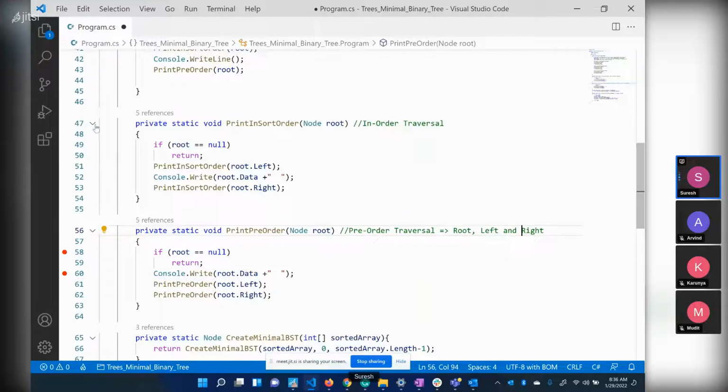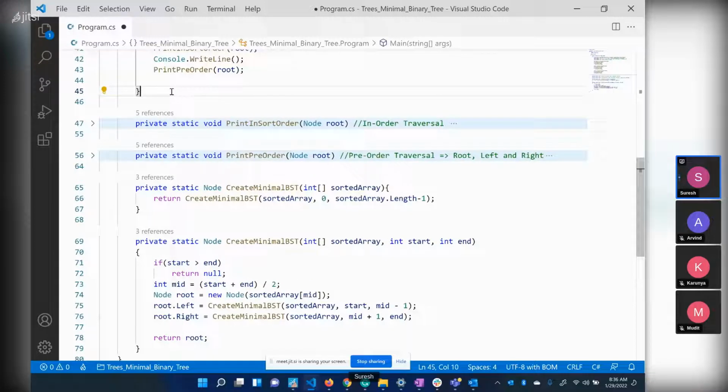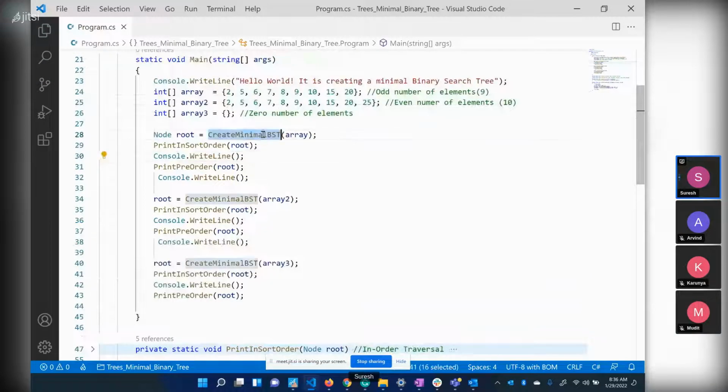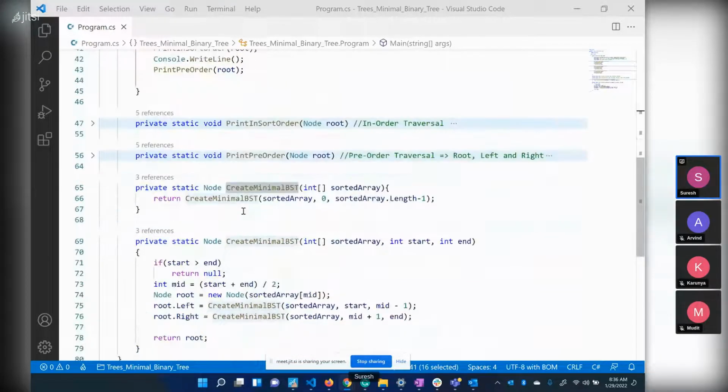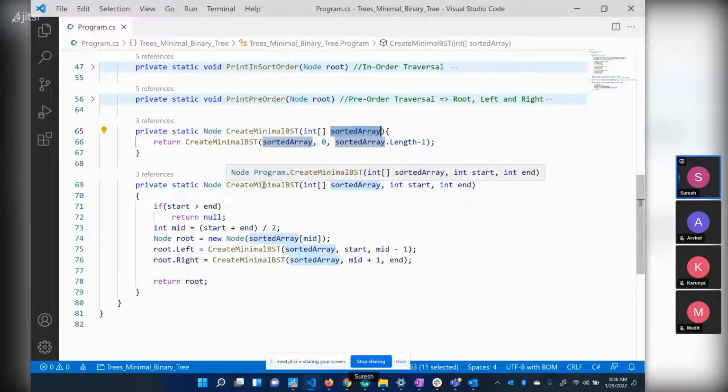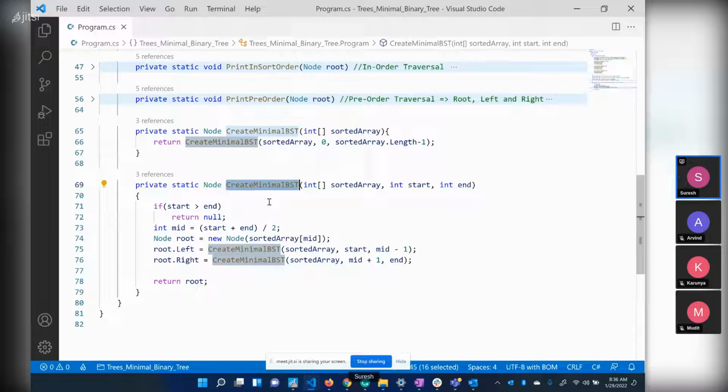But anyway, let's talk about the actual algorithm. Printing is the last step. What is the actual algorithm? What are we doing here? We are simply calling this create minimal binary search tree with the sorted array. Then we call one more method, create minimal BST, with a different number of arguments.